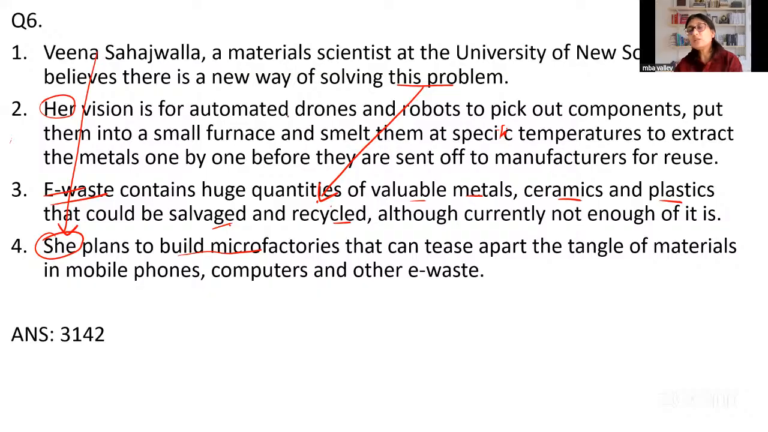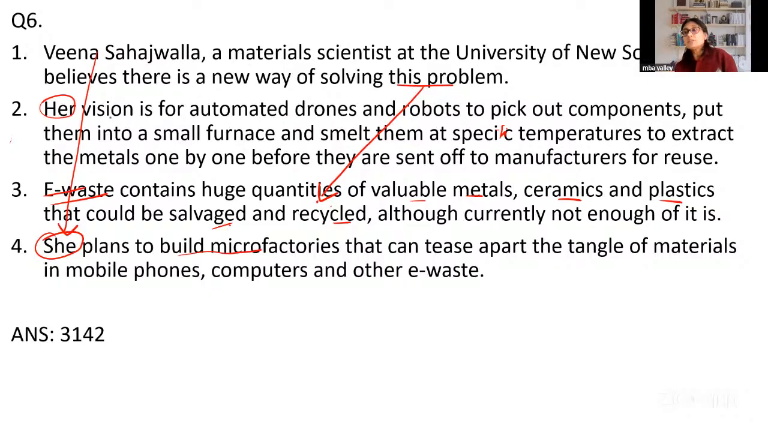Now, look at the structure. Let us look at this question through a structural lens. Sentence number 3 gave us a problem. Sentence number 1 brought a solver. Who was that solver? Veena Sehajwala. Sentence number 4 gives the solution idea. She plans to build microfactories that can tease apart. Right? Solution idea given. And then what is in sentence number 2? Execution detail. How will she do it? Her vision is for automated drones and robots to pick out components, put them into a small furnace and smelt them. So this is the execution detail which is given. A very clear thought flow build up paragraph, something which is not very difficult to catch.